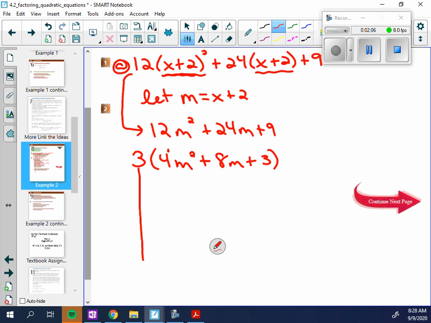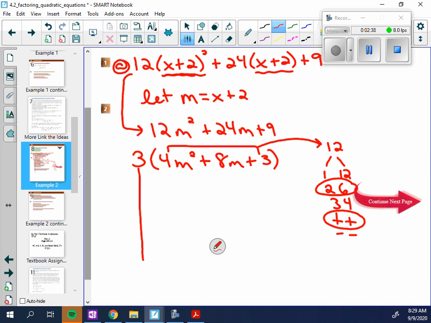So I start with 4 by A times my C, so 4 times 3, and I'm going to get 12. And I do my list here. So 1 and 12, 2 and 6, 3 and 4. The next number would be 4, but I ran into my own list, so I'm done. My signs here, since this is positive, my signs need to be the same. So it's either plus, plus, or minus, minus. And I need them to add together to get 8. So which ones add together to get 8? The 2 and 6, and they're both positive, because I want my answer positive.